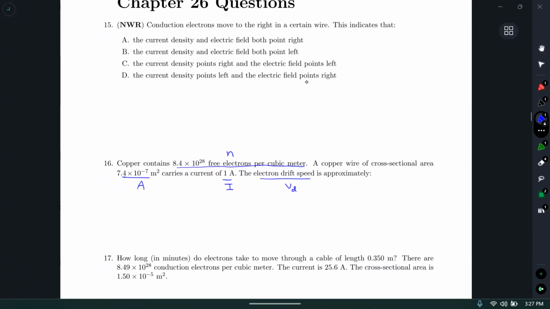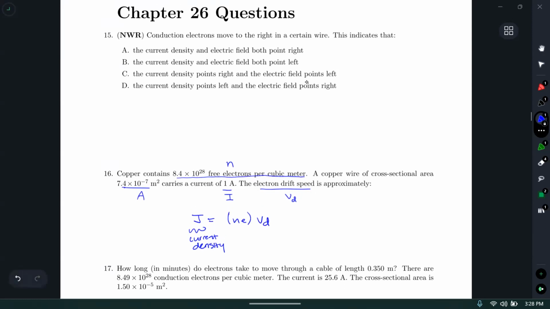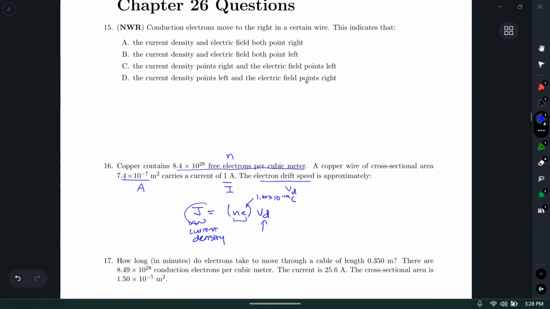But what I do know is that J, the current density, is that number N, the number of electrons per cubic meter, times the electron charge, the fundamental charge, times the drift velocity. So that, if I know the current density, will allow me to find the drift velocity because I know these two things already. E is just the fundamental charge, 1.6 times 10 to the negative 19 coulombs. But I don't know my current density.